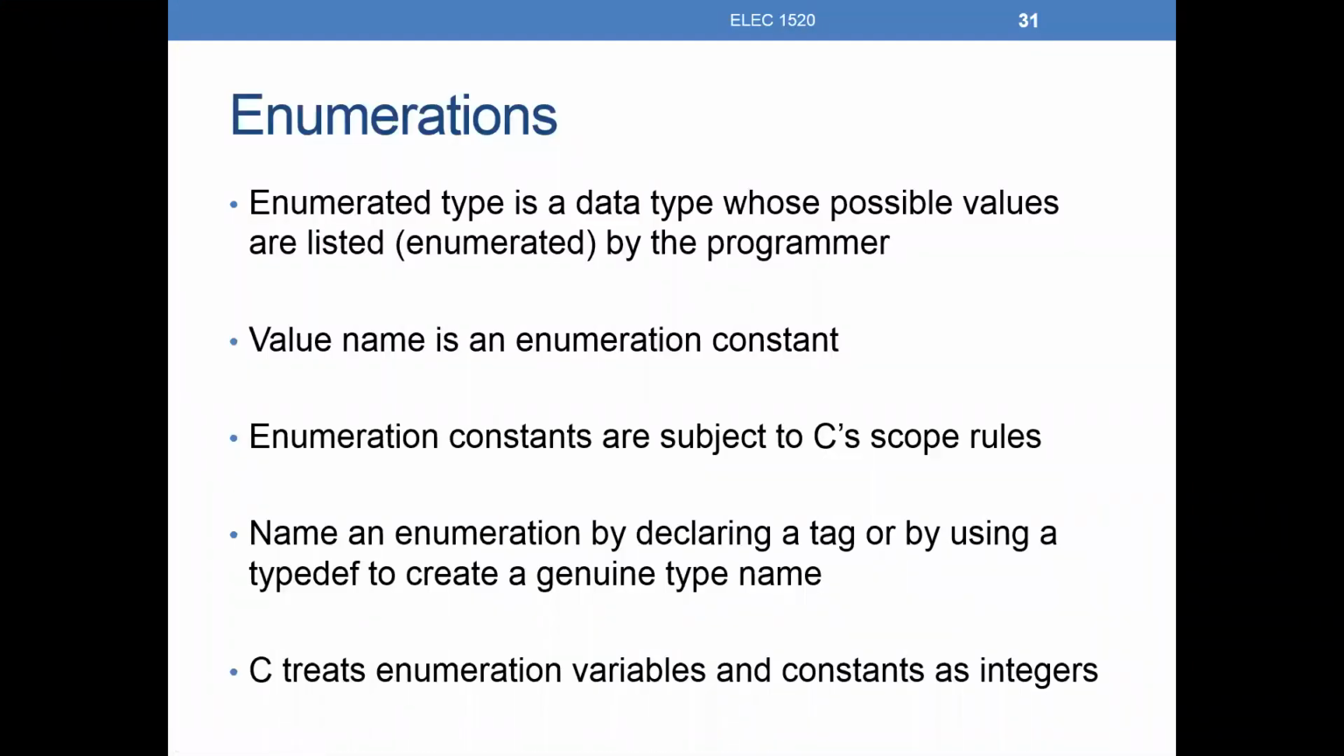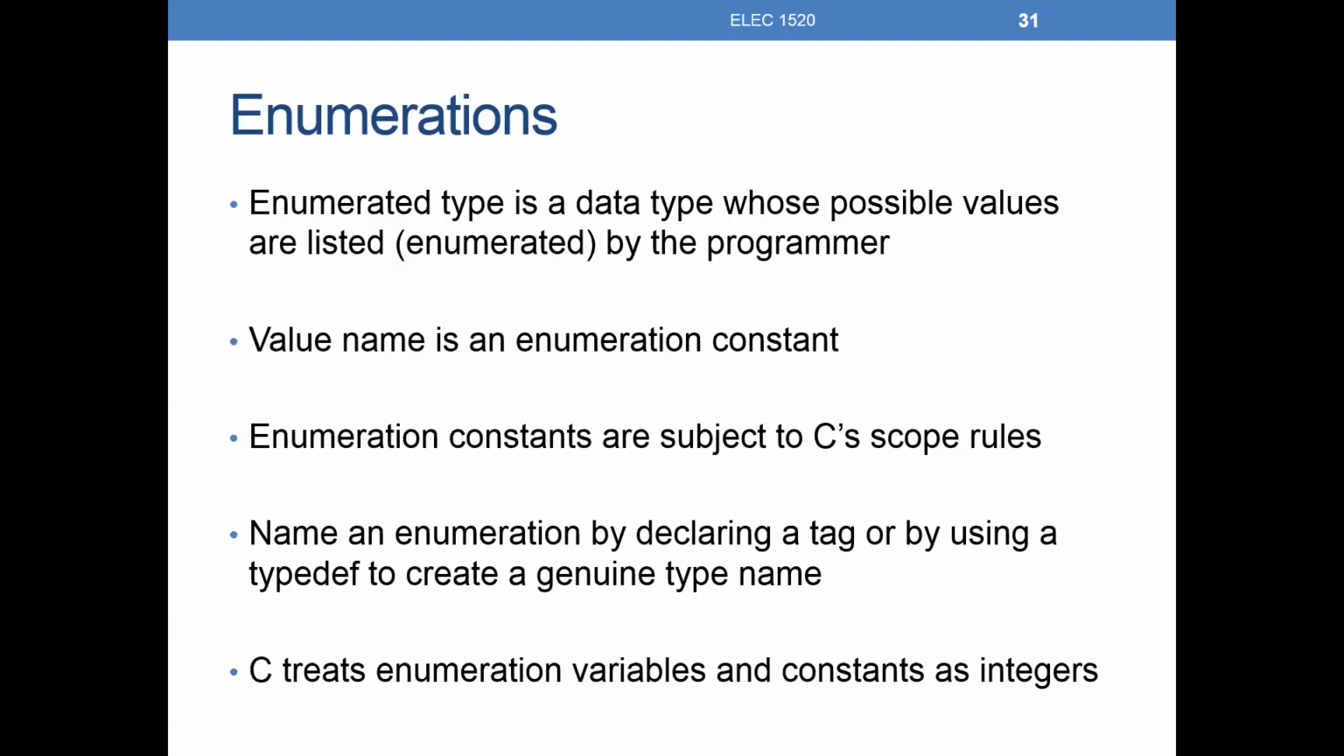An enumerated type is a data type whose all possible values are listed or enumerated by the programmer. Meaning, if we create a type that has 4 possible values, we're going to list all 4 of those values. If we list 3 values, it has 3 possible values. So it won't have values that we don't include in our list. That's what that means.